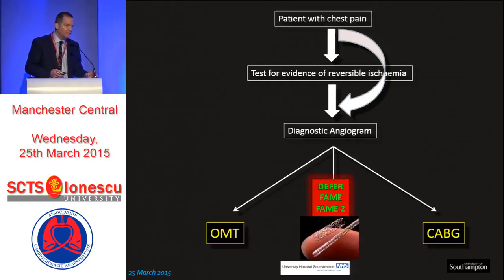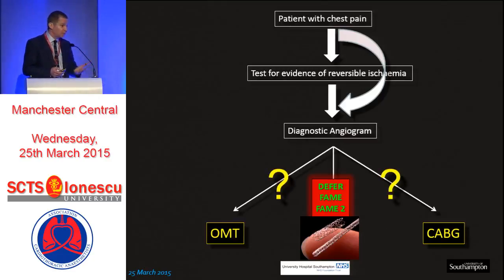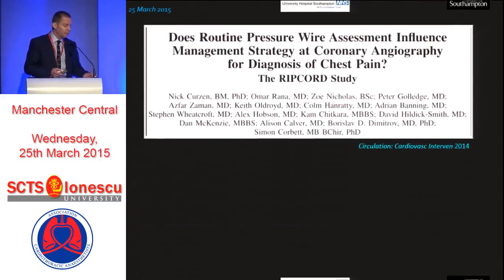We know a huge amount of the benefit of FFR, pressure wire, to tell us which patients should have PCI and which vessels should have PCI. But we don't know that much about how using that physiology at the diagnostic stage would help us in determining which patients should have revasc and which type of revasc, and we should be doing this more.